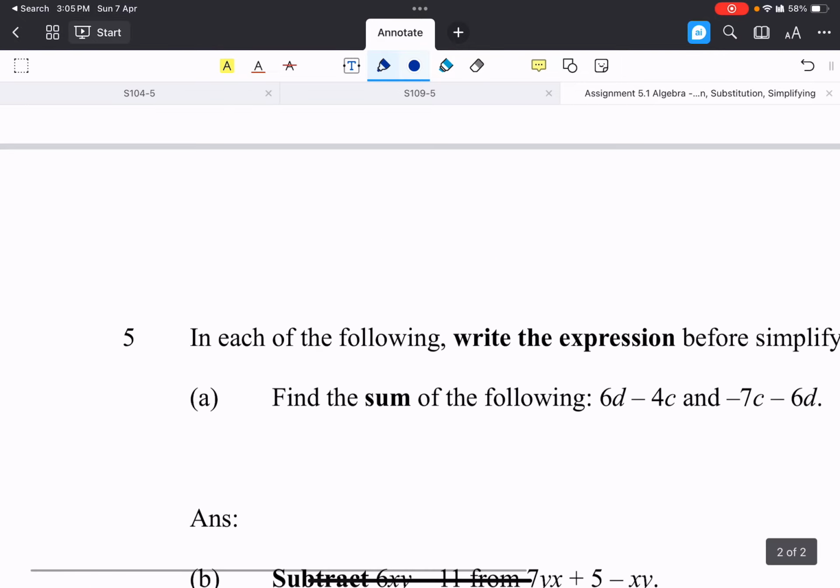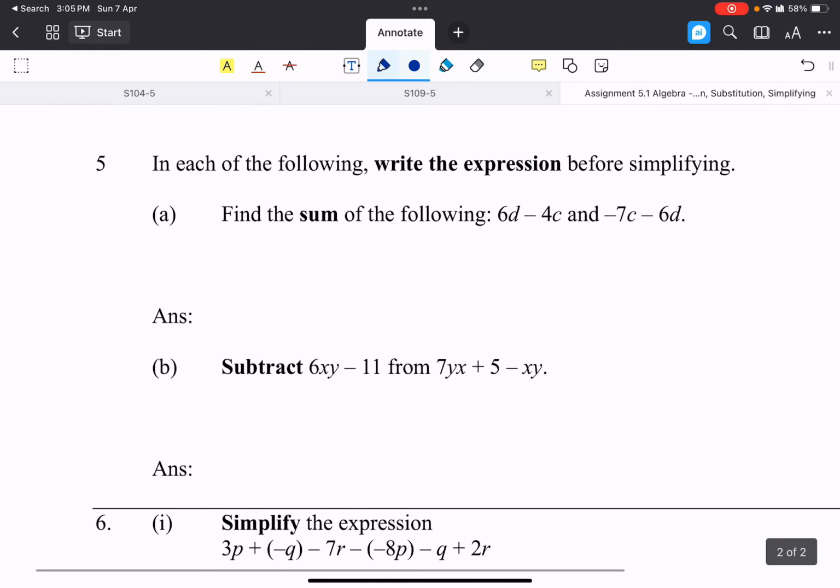Moving on. Question 5. In each of the following, write down the expression before simplifying it. So they want us to find the sum of the following. So what we do is we add them up. So we have 6d minus 4c, this particular expression, plus, yes, sum is plus.